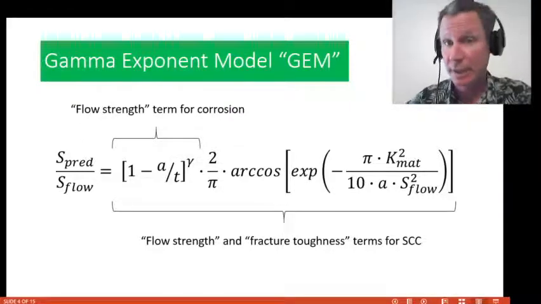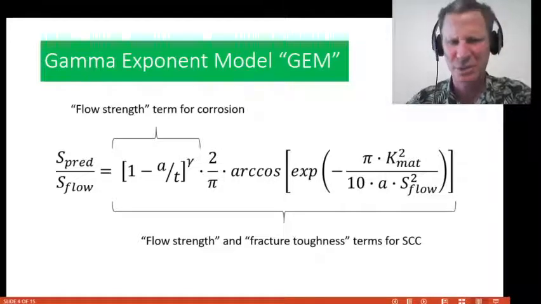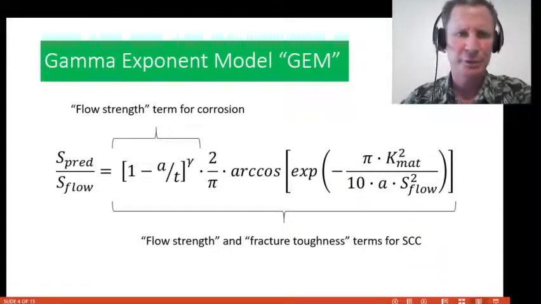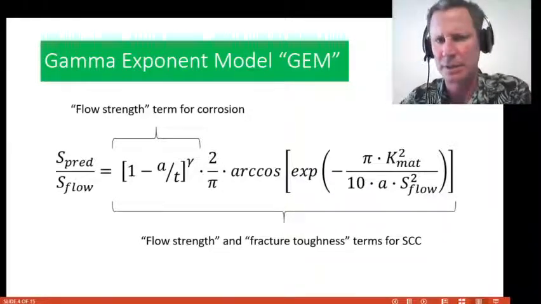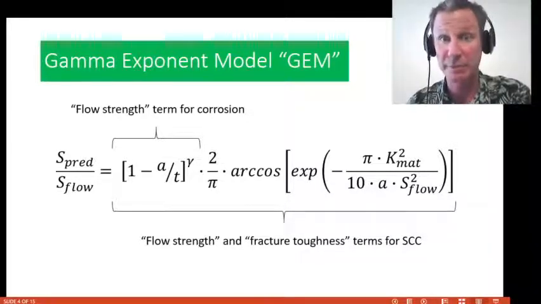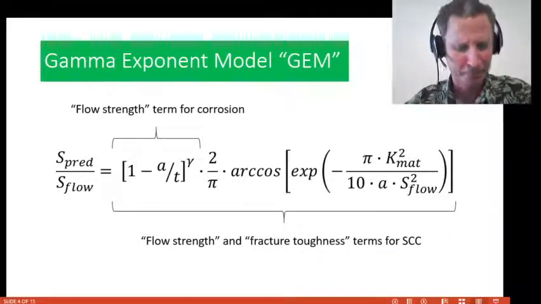Now, very similar to the log secant model for surface cracks, I have a flow strength term, and then I use that just for corrosion. I also have flow strength and fracture toughness terms, which I use for the stress corrosion cracking. So it's analogous to that log secant model for surface cracks, but there are some key differences. It's based on depth, not on length, so that's key.